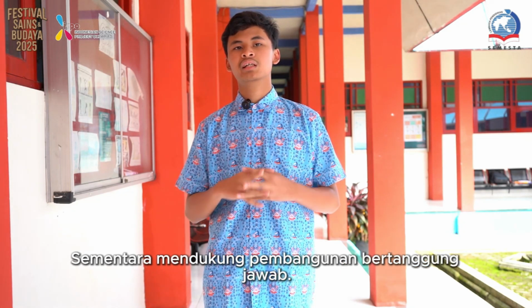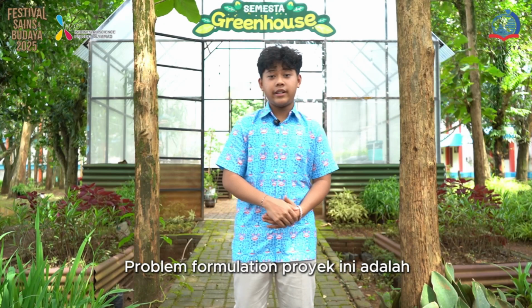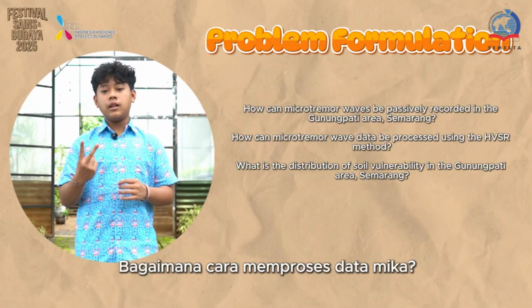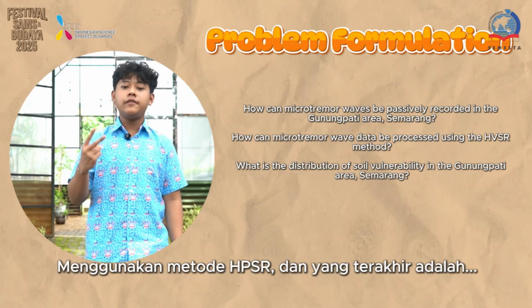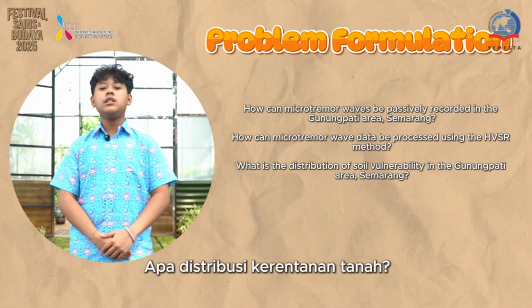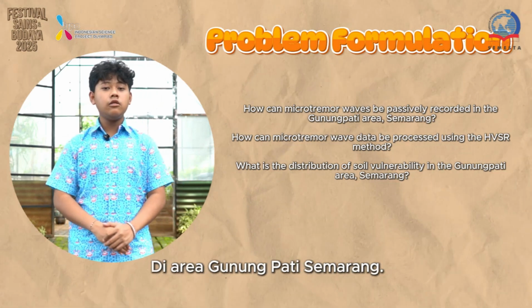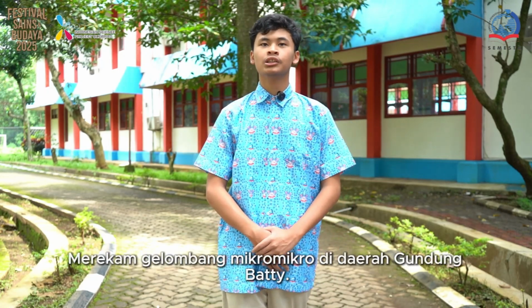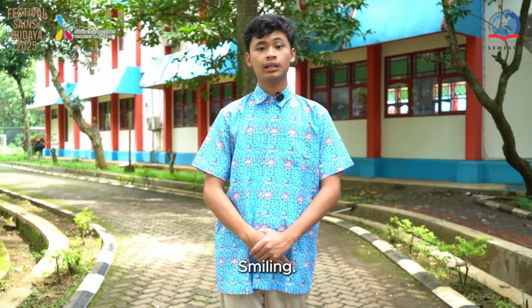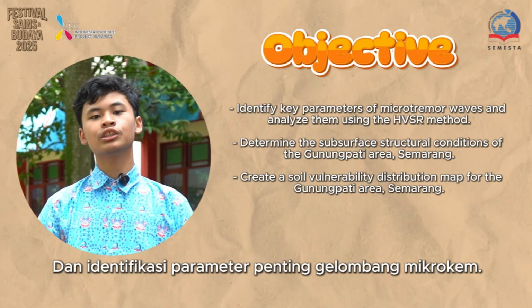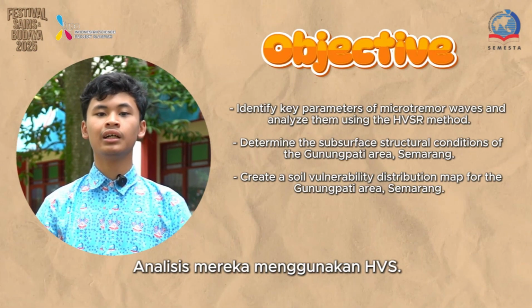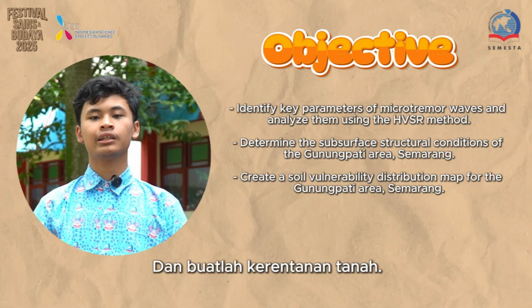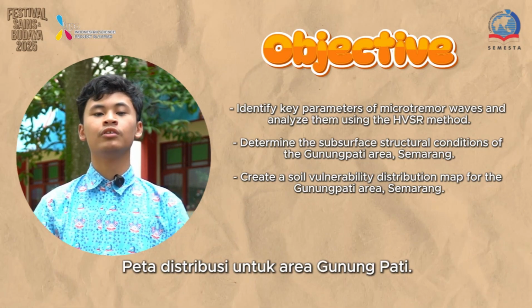supporting responsible development. The problem formulation of this project is: how can microtremor waves be passively recorded in the Gunung Pati area, Semarang? How can microtremor wave data be processed using the HVSR method? And the last one is, what is the distribution of soil vulnerability in the Gunung Pati area, Semarang? The objective of this project is to passively record microtremor waves in the Gunung Pati area in Semarang, identify key parameters of microtremor waves and analyze them using the HVSR method, determine the subsurface structural conditions of the Gunung Pati area, and create a soil vulnerability distribution map for the Gunung Pati area.